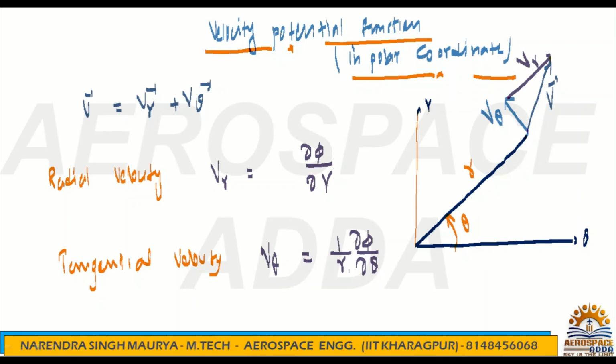This unit will be correct now, because phi also has the unit meter square per second. If you check dou phi by dou theta, theta does not have any unit, so it is meter square per second, and if you multiply by 1 by r, then meter comes in the denominator. So meter square per second divided by meter, the meter cancels out, and you will get meter per second. That is the unit of velocity, right? So that formula you need to remember.